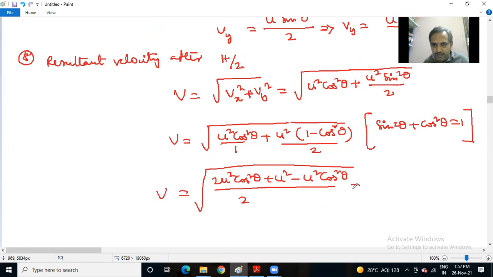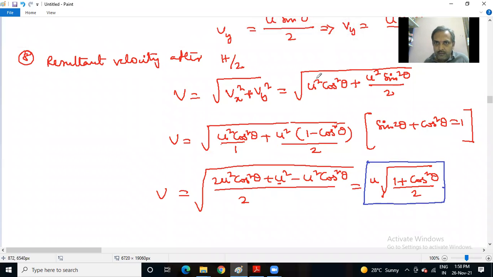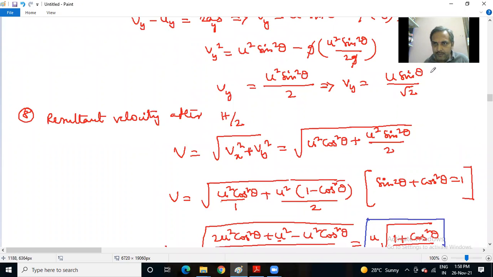So the final equation is: you take out u square common and take it out of the root, so it will be u times the root of u square into 1 plus cos square theta, whole divided by 2. So this is also in root. There will be numericals on this step, and there will be numericals even on this step.